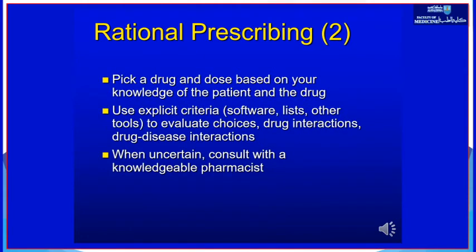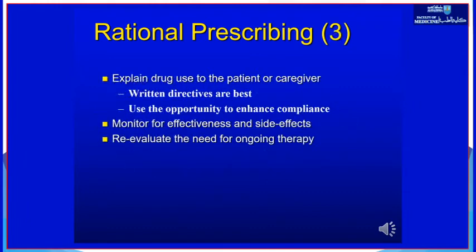We always pick a drug and dose based on our knowledge of the patient and the drug. We can use explicit criteria, software, lists, like the Beers criteria list that I just spoke about. Other tools to evaluate choices, drug interactions, drug-disease interactions. And it's always very wise, when uncertain, to consult a knowledgeable pharmacist. Explain drug use to the patient or caregiver. Monitor for effectiveness and side effects, and always reevaluate the need for ongoing therapy.